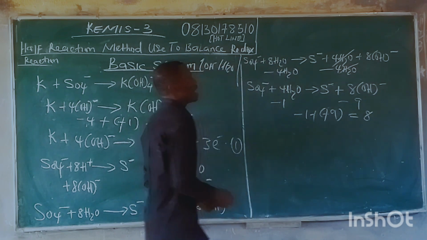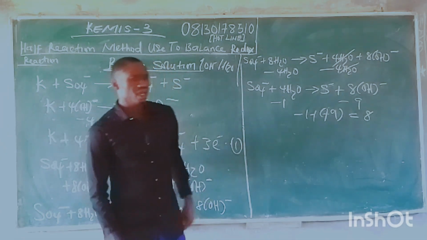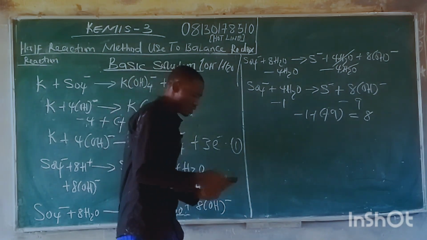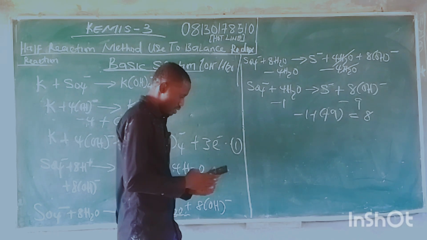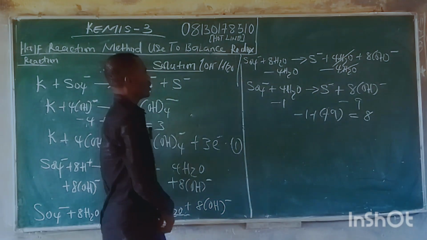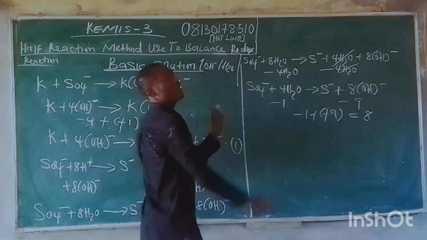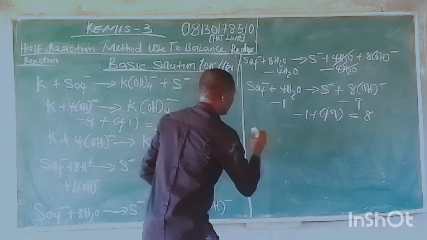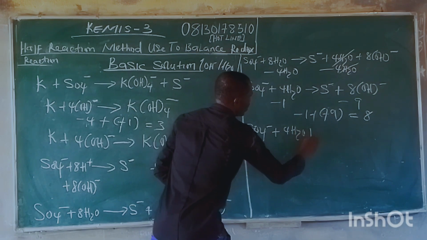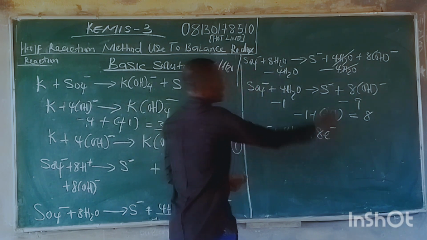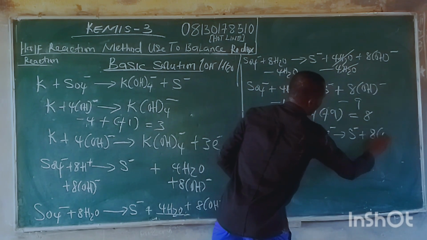Alright? So we'll add 8 electrons to the side that has the highest charge. Let's confirm this with the calculator. -1 minus 9, 8. Correct, it's correct. We'll add the 8 to the side that has the highest charge. -1 and -9. Which one is higher? -1 is higher than -9. Alright, we have SO4 minus plus 4H2O plus 8 electrons. So I'm adding 8 electrons to the side with the highest charge, which will give me sulfur plus 8 hydroxyl.